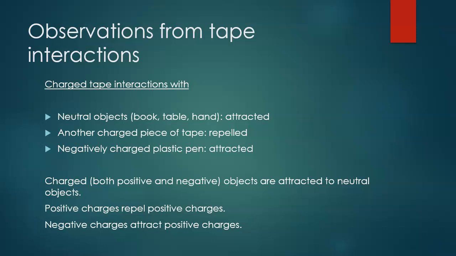Charged tape interacted with neutral objects by being attracted to them, repelled other charged tape, and was attracted to a negatively charged plastic pen. This is because charged tape is positive, and any charged object is attracted to neutral objects. The other piece of tape is also positive, so it repels the other piece of tape, and it's attracted to a negative charge.